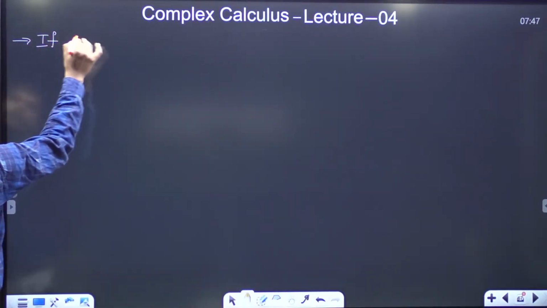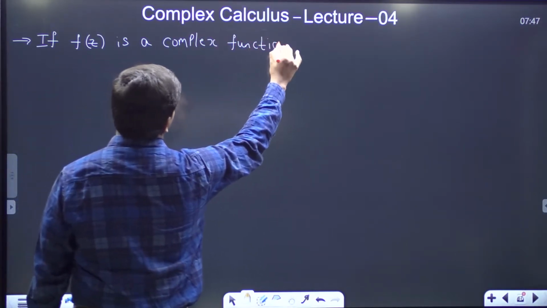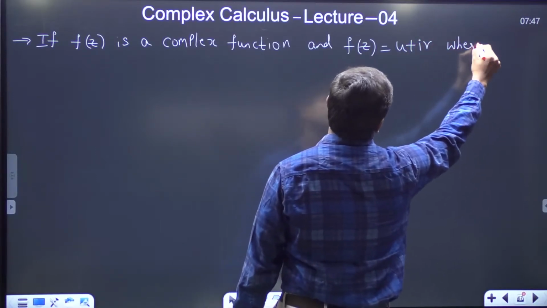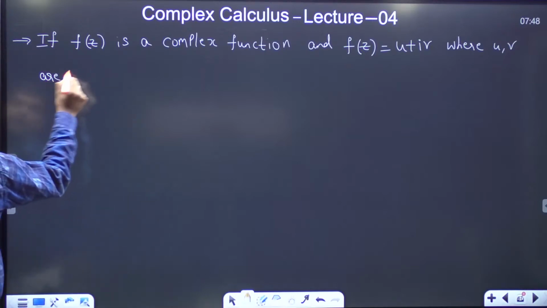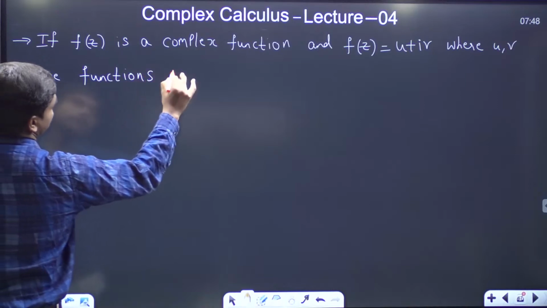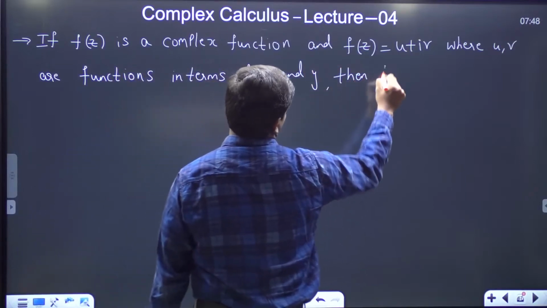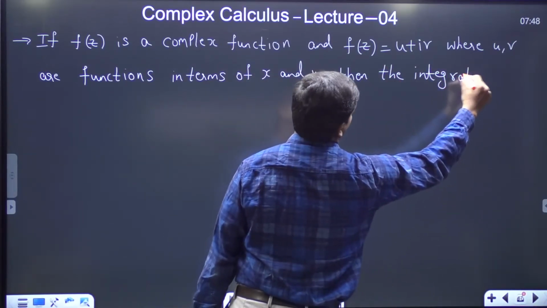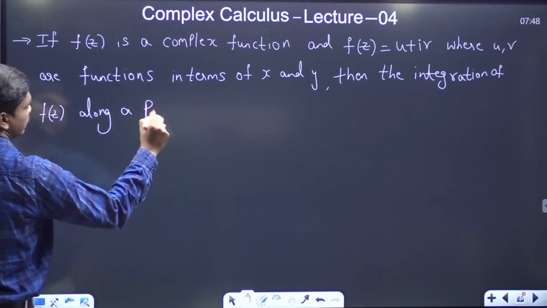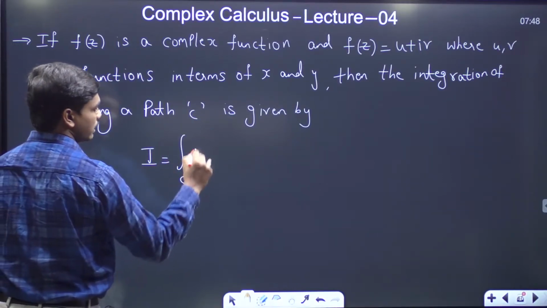See here. If f of z is a complex function and f of z is equal to u plus iv, where u comma v are functions in terms of x and y, then the integration of f of z along a path C is given by the line integral I is equal to integral over C f of z dz.